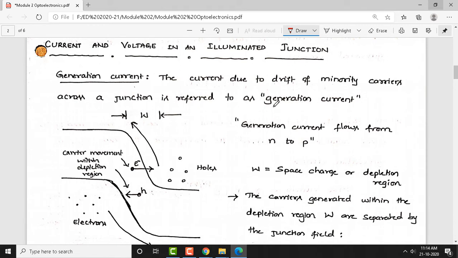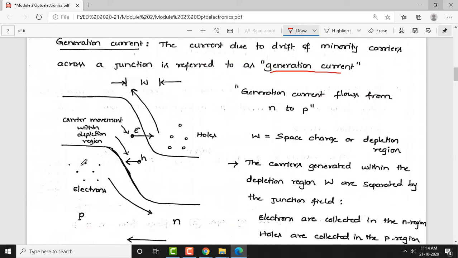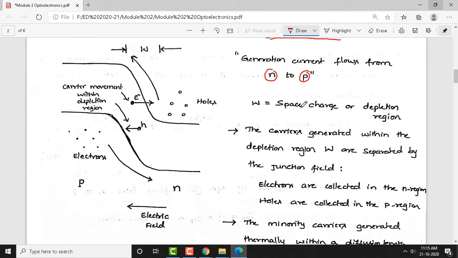Normally, in reverse bias we call it reverse saturation current, or else you can call it generation current also. Thermally, these charge carriers keep moving, especially the minority carriers: holes moving from the n side to the p side, and electrons moving from the p side to the n side. These thermally generated carriers result in a current, therefore this current is called generation current. Generation current flows from n to p, because it is due to minority carriers. Holes keep moving from the n side to the p side, therefore generation current also flows from the n side to the p side.